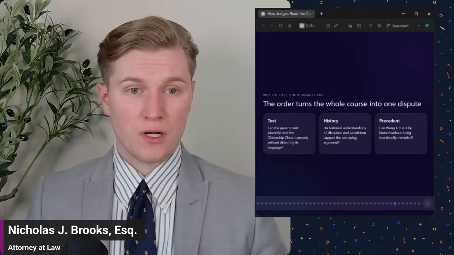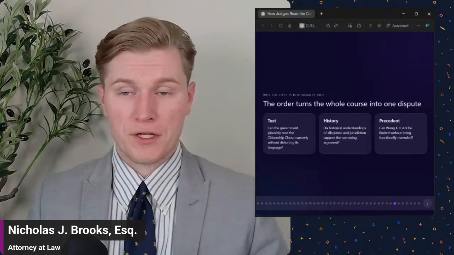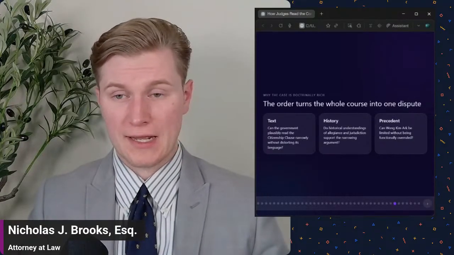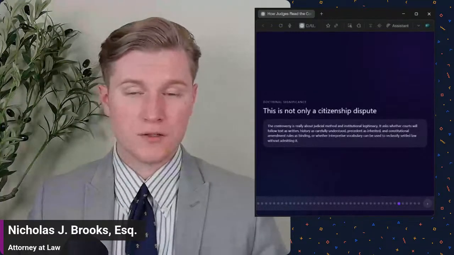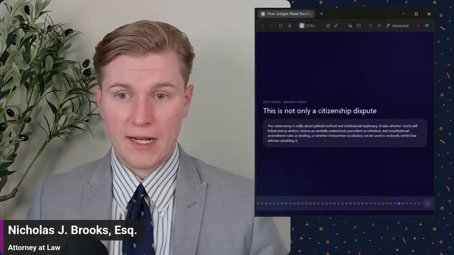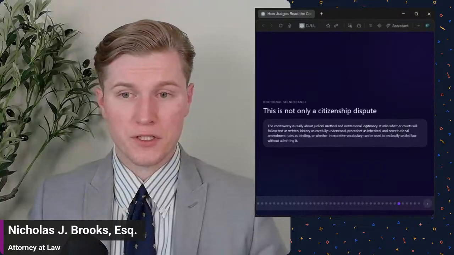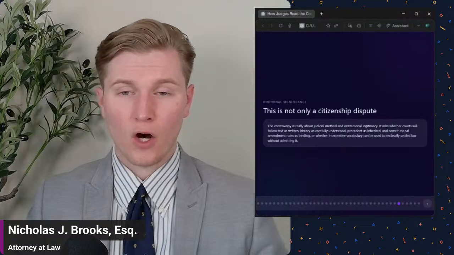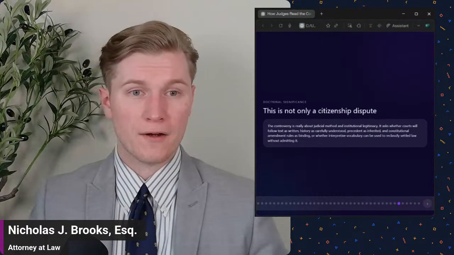And then precedent, as we've seen with the way Justice Amy Coney Barrett described it, to have stare decisis creates stability within the law, and that's very much a value that we seek to have. So this is not only a citizenship dispute. The controversy is really about judicial method and institutional legitimacy. It asks whether courts will follow text as written, history as carefully understood, precedent as inherited, and constitutional amendment rules as binding, or whether interpretive vocabulary can be used to reclassify settled law without admitting it.